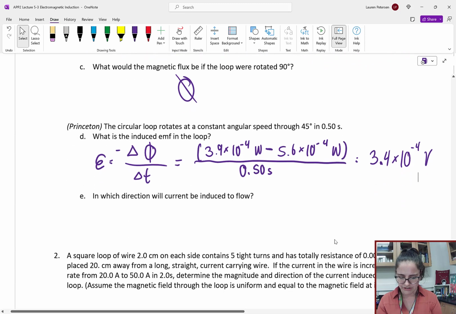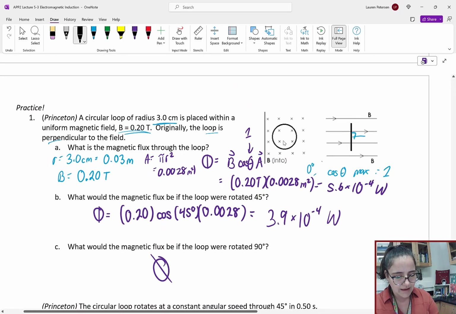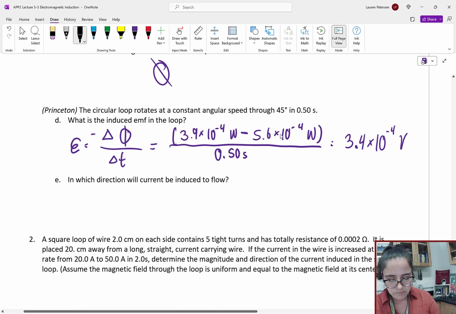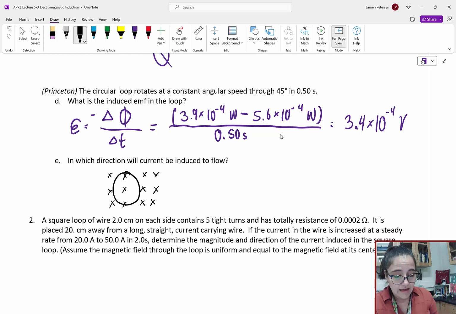And which direction? So let's go ahead and picture this. Let's go back up to that diagram. We have the coil here and the magnetic field is going into the page. And we're also saying that the magnetic field strength through that wire is decreasing, because as that goes to 45, that is decreasing.